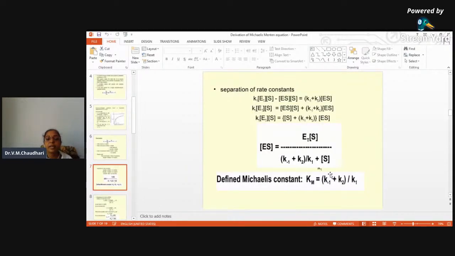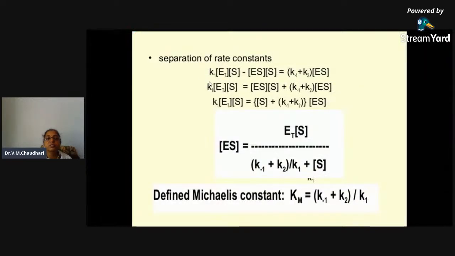So by separating the rate constant, now you separate the rate constant. Now how will we separate the rate constant? We equated rate of forward to rate of breakdown: K1 into ET, the concentration of total enzyme, into concentration of substrate minus concentration of enzyme substrate complex into concentration of substrate, equal to K-1 plus K2 into concentration of enzyme substrate complex.